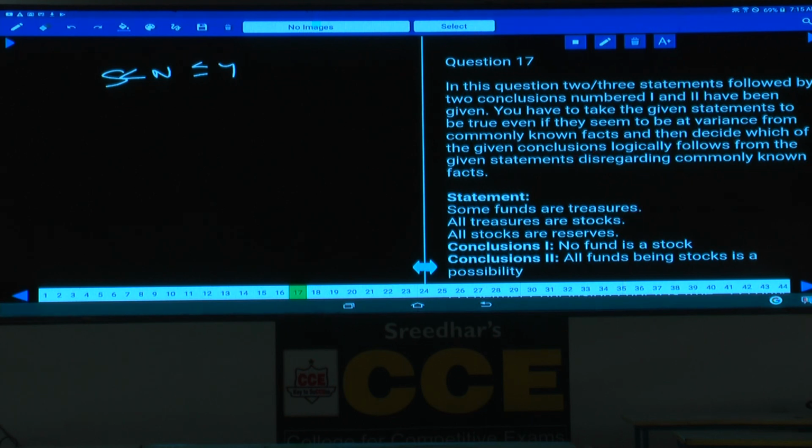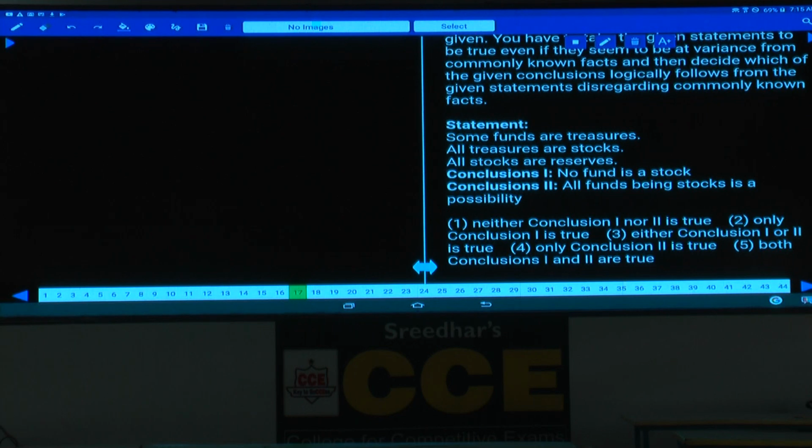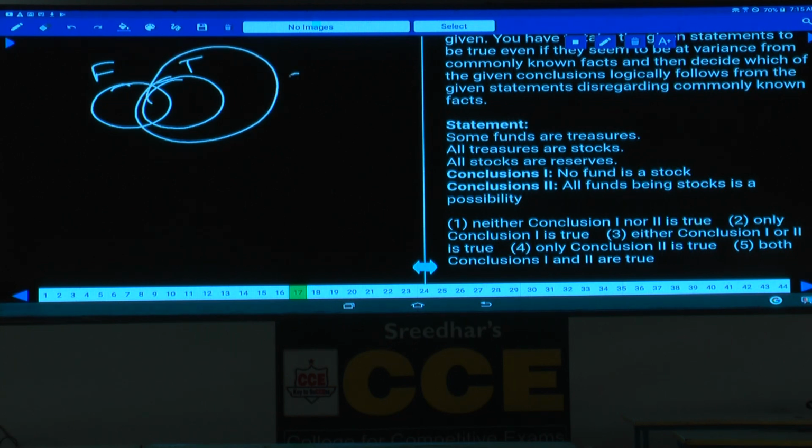Then 17 onwards. Now question number 17 onwards, what are the statements here? Some funds are treasures. These are the funds which are treasures. Some funds are treasures, and all treasures are stocks. All these treasures are stocks, and all stocks are reserves. And all these stocks are what? All stocks are reserves. Then, tell me what are the statements. This is the basic diagram.